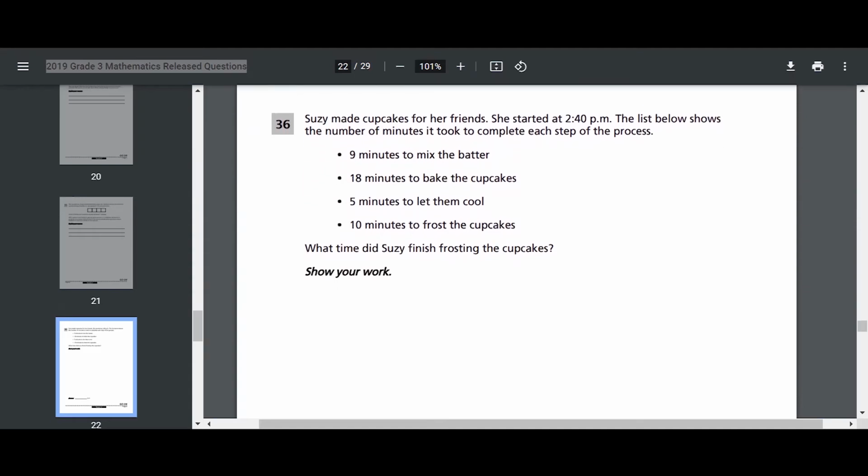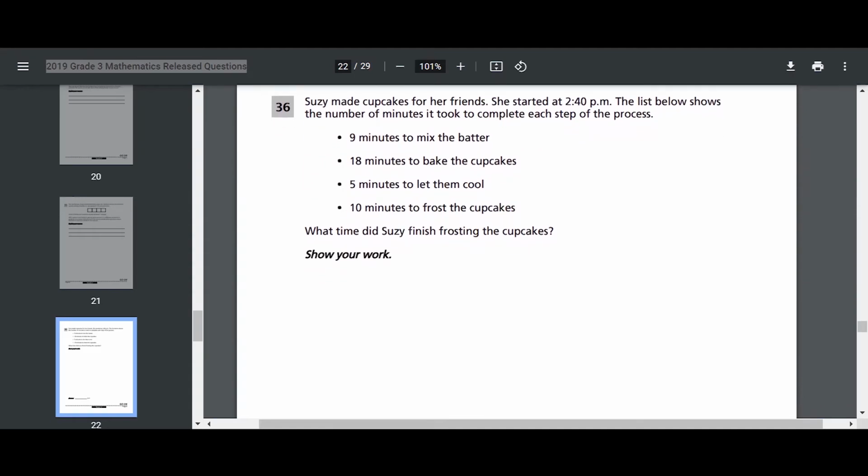Our next question is number 36. Susie made cupcakes for her friends. She started at 2:40 p.m. The list below shows the number of minutes it took to complete each step of the process. 9 minutes to mix the batter, 18 minutes to bake the cupcake, 5 minutes to let them cool, 10 minutes to frost the cupcakes. What time did Susie finish frosting the cupcakes? Remember to show your work.